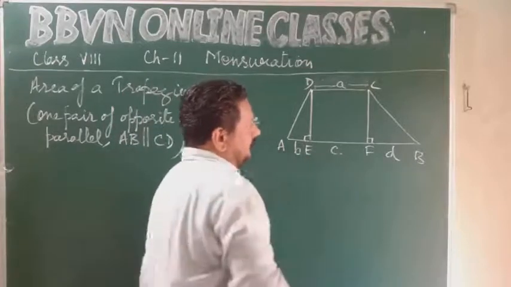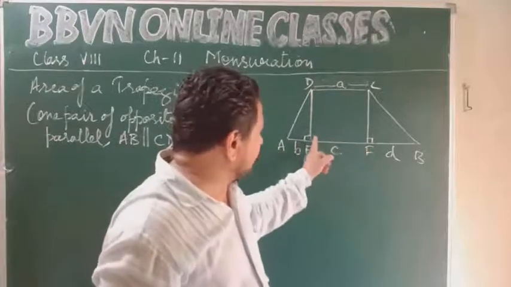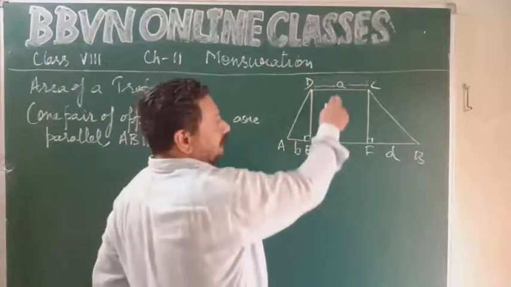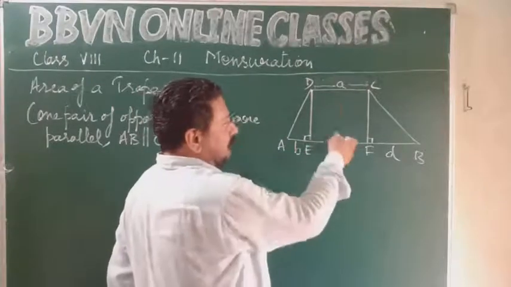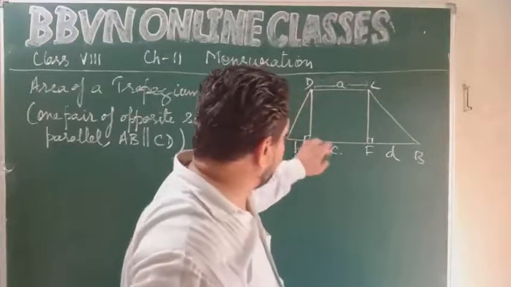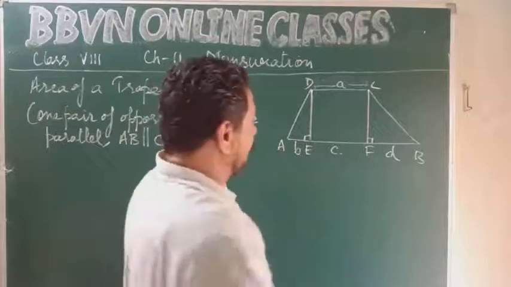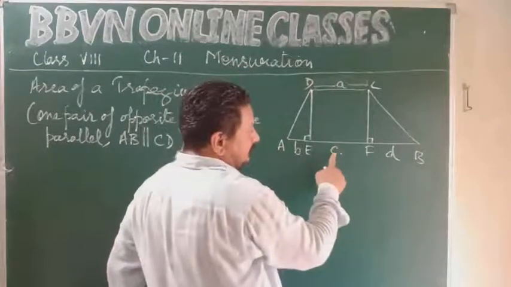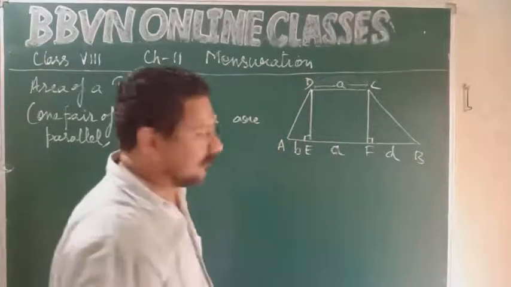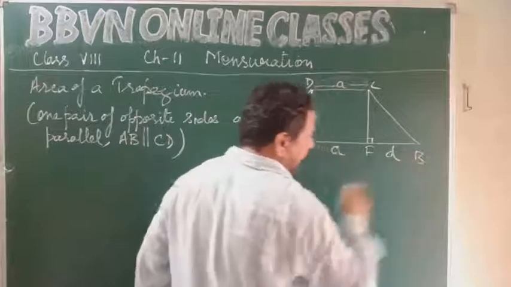Now see what happens. We have dropped perpendicular, so this angle is 90, this angle is 90. These two sides are parallel, so obviously alternate interior angles will be equal. So this figure DEFC turns out to be a rectangle. So if this is a, this will also be a, because in a rectangle opposite sides are equal. Let us assume this is the height, entire AB is the base.